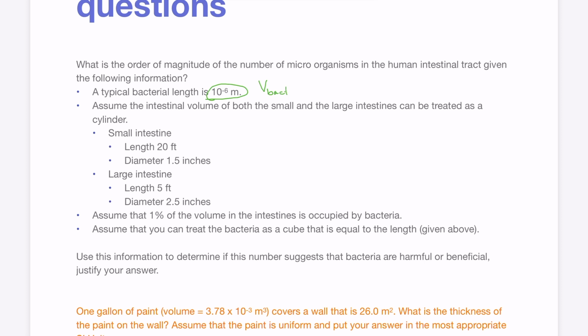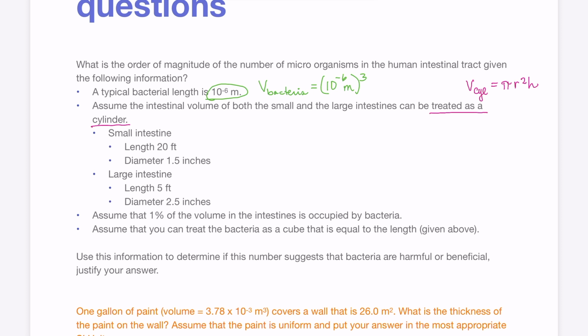So we're given the typical bacteria length, and so from that we can estimate the volume of one bacteria. Notice that last bullet there says that we can treat the bacteria as a cube. So we can just cube that number that we're given for the length.